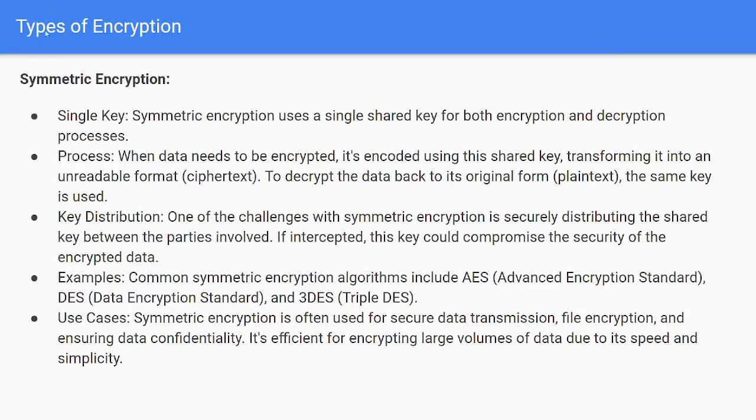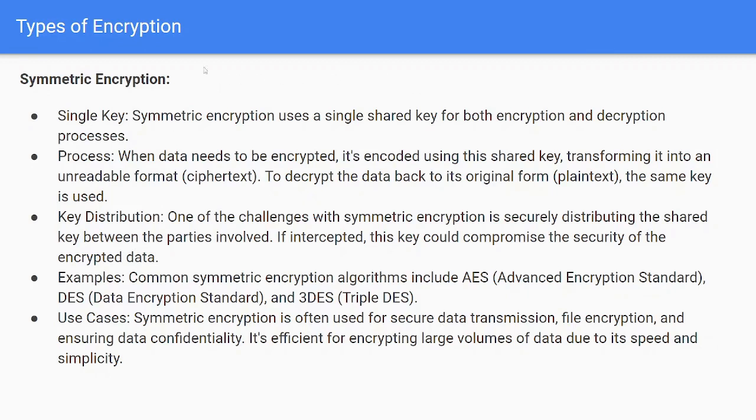So we are going to types of encryption. We have two types of encryption: symmetric encryption and asymmetric encryption. There are other types of encryption as well. For symmetric encryption, it means that we have a single key. A single key is what is used for both encryption and decryption.